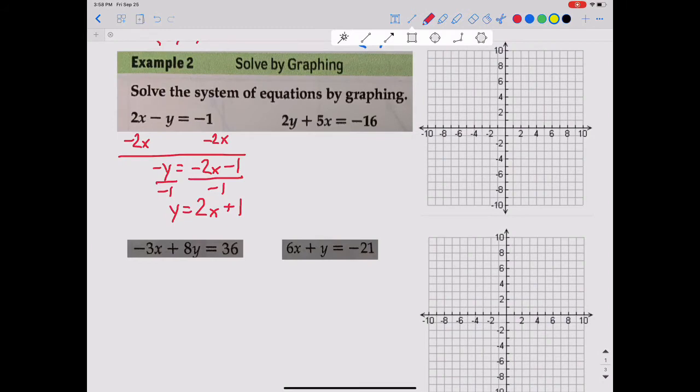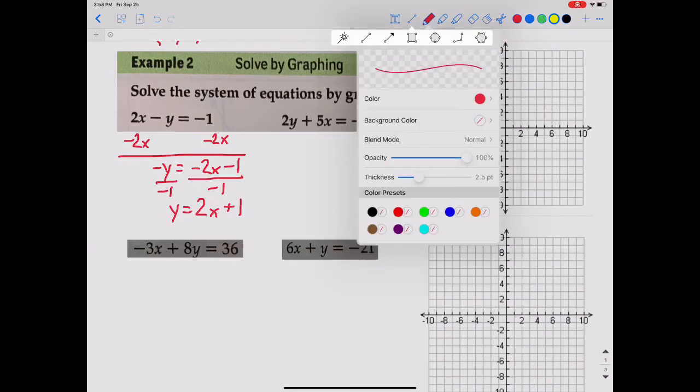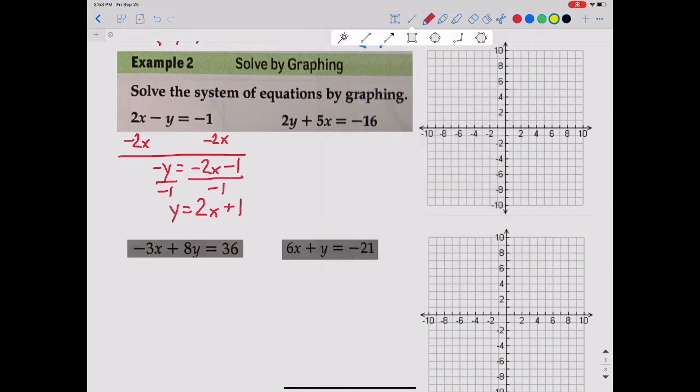To graph that, we would put a point on the 1. And then from that point, we'd have a slope of 2. So up 2 over 1. Up 2 over 1, and as many times as we want to do, up 2 over 1. And then we draw the line through those points. I'll try to draw a straight line. There we go. There are a couple of arrows on either side to show that it goes on forever.